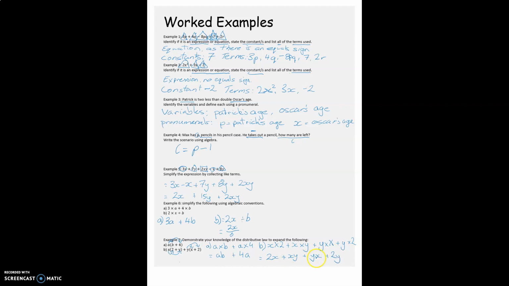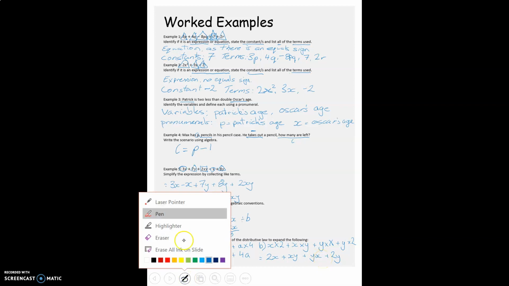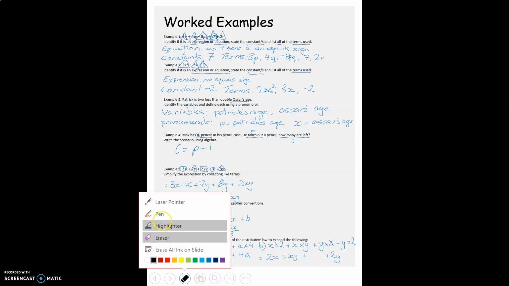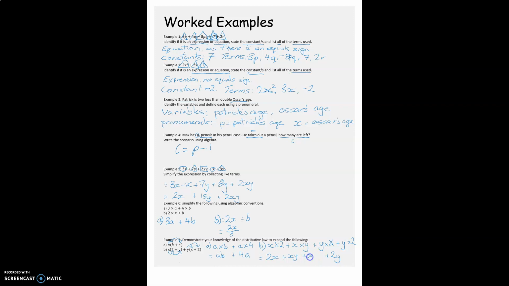Now, xy and yx are essentially the same. So what I'm going to do here is erase the second term and make it the same as the first term. Now we can collect our like terms and finish simplifying these expressions. So I have 2x plus 2 lots of xy plus 2y.